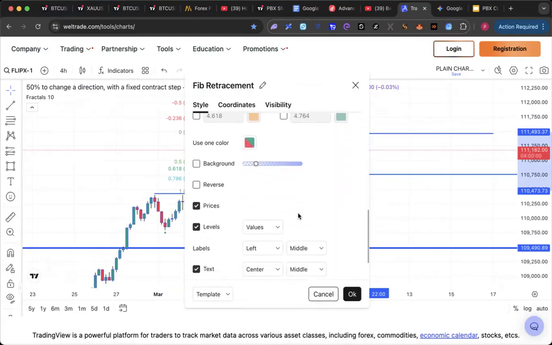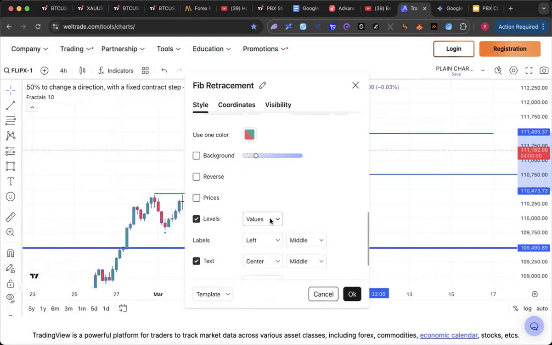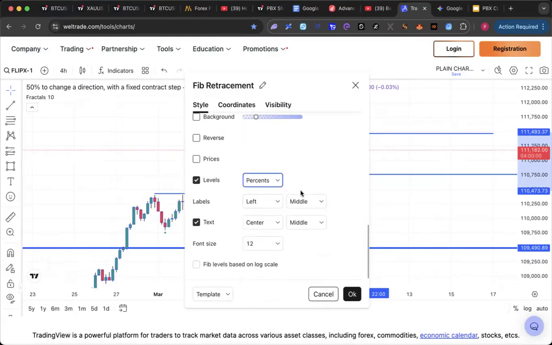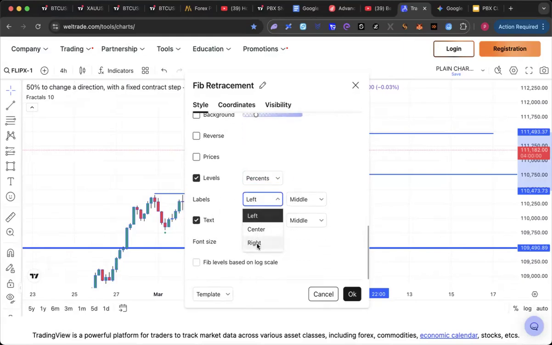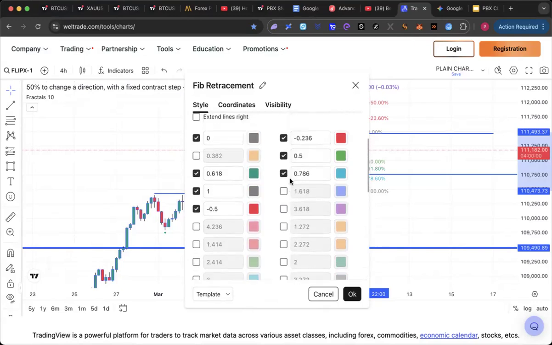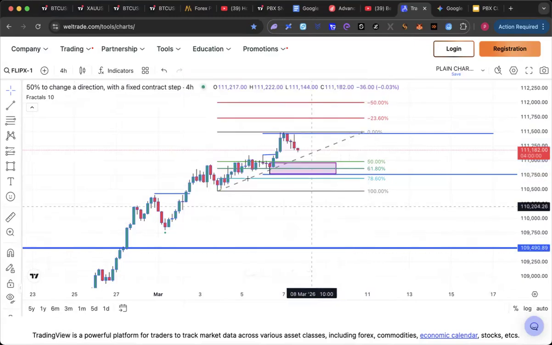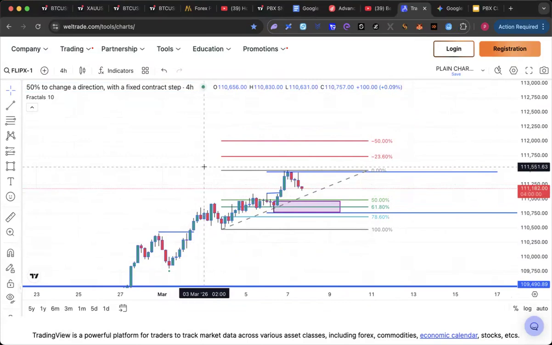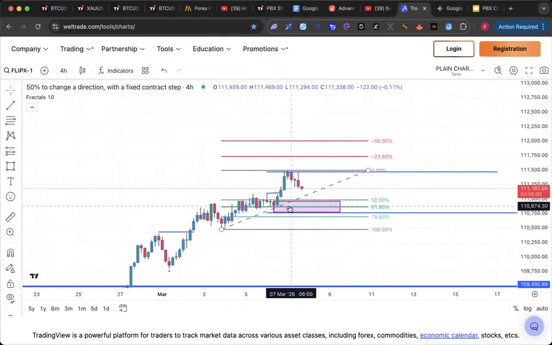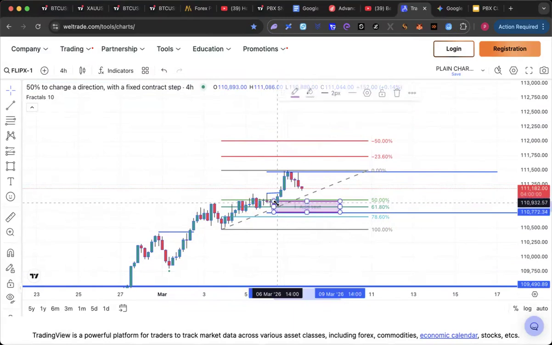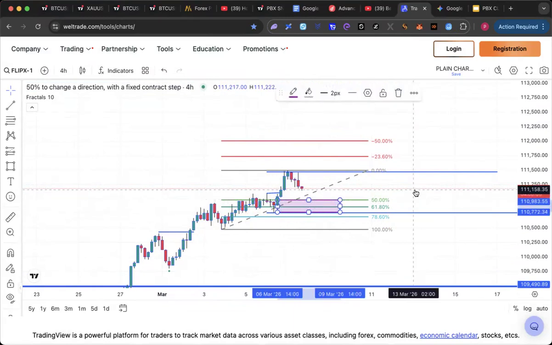So I take off the background, I take off the price, and I go to the level and change it to percentage, and I turn this one to the right side so that it tunes the top of my chart. That's all, right? When that is done, I click OK. So if the market is going to respect this, you can see everything here now aligns with the PDRAs.